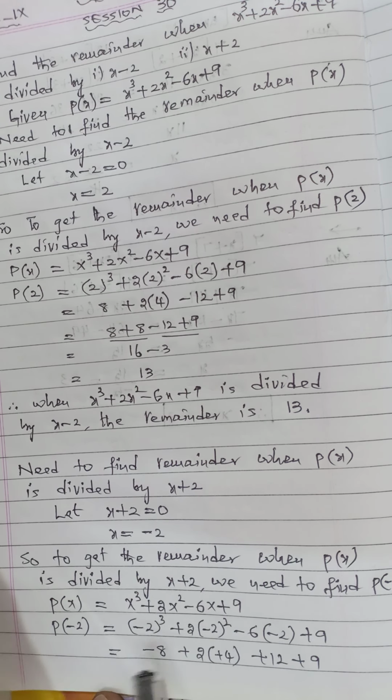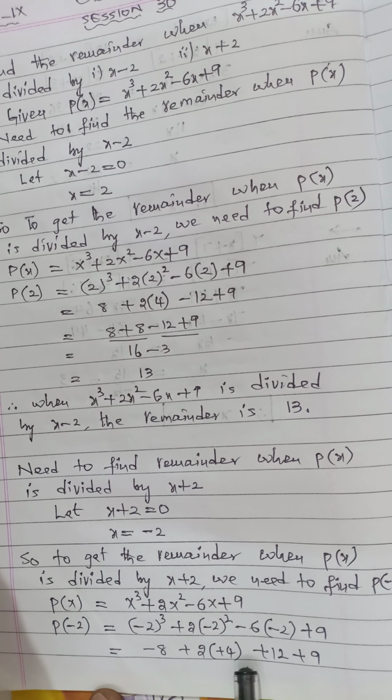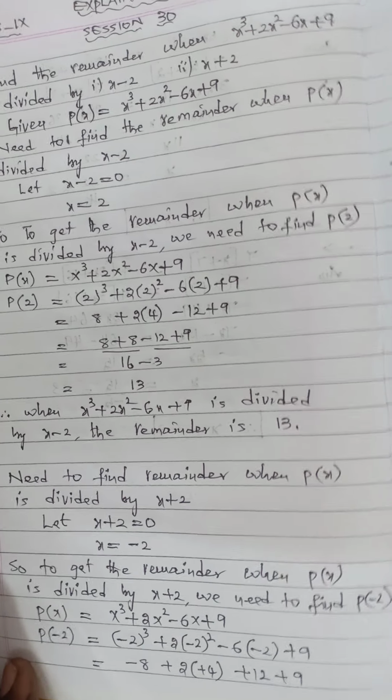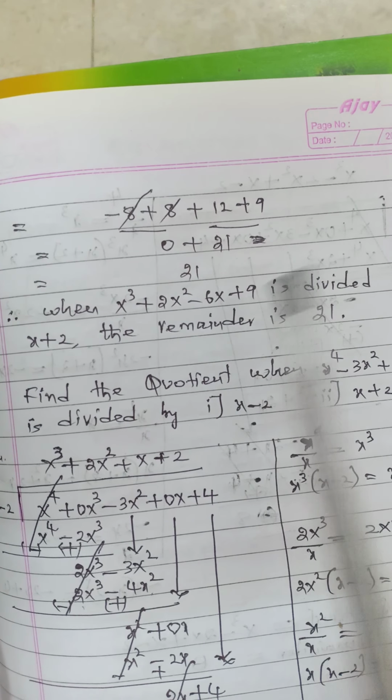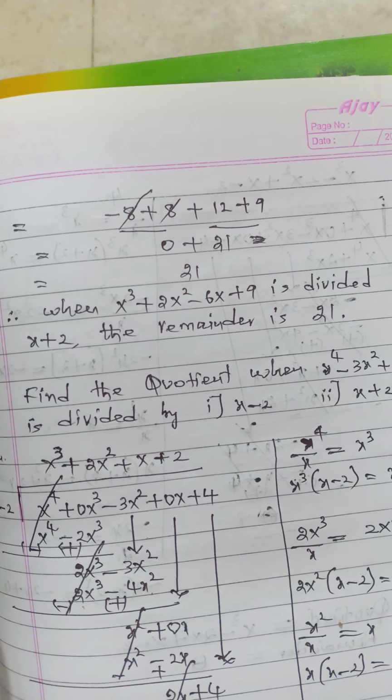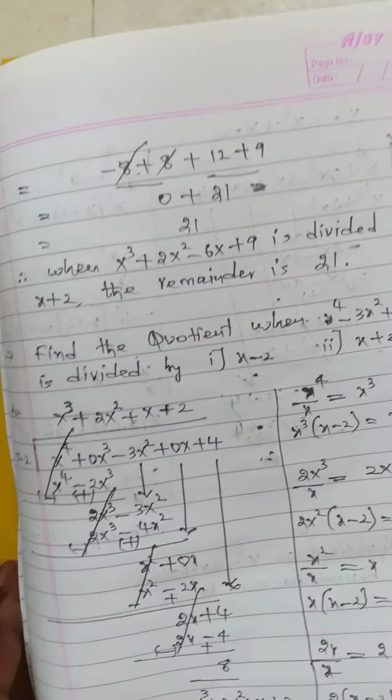So the next step is minus 8 plus 2 into plus 4 plus 12 plus 9. The continuation sum is minus 8 plus 8 plus 12 plus 9. Minus 8 plus 8 cancel and you will get 0 plus 21, which equals 21. That is the answer. Okay. Next, I'll go for the next question.